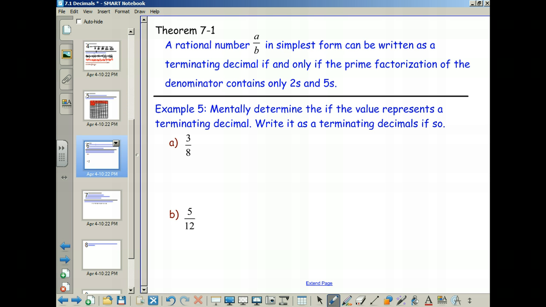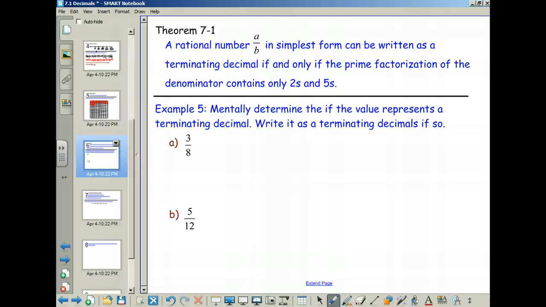A rational number, A over B in simplest form, can be written as a terminating decimal. So not all rational numbers, which is the last section that we dealt with, can be turned into decimals that terminate, that is, a decimal that stops. One fraction in particular that you see used a lot is the number 1/3. 1/3 does not have a closed decimal form. It is 0.3 repeating, okay? And there are lots of fractions that are like that. They've got some sort of a repeat in it, okay?